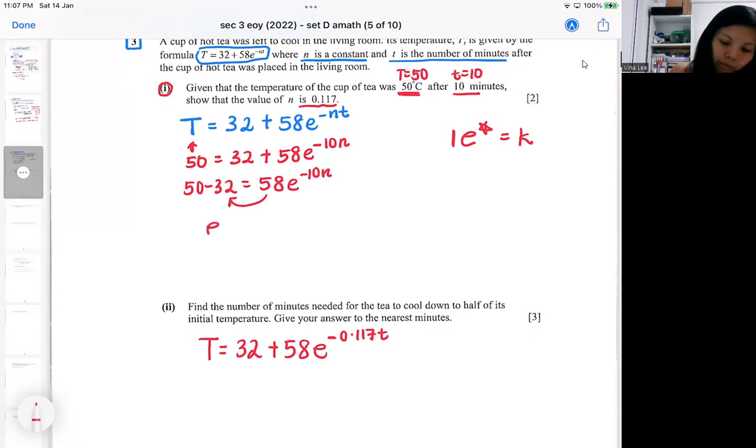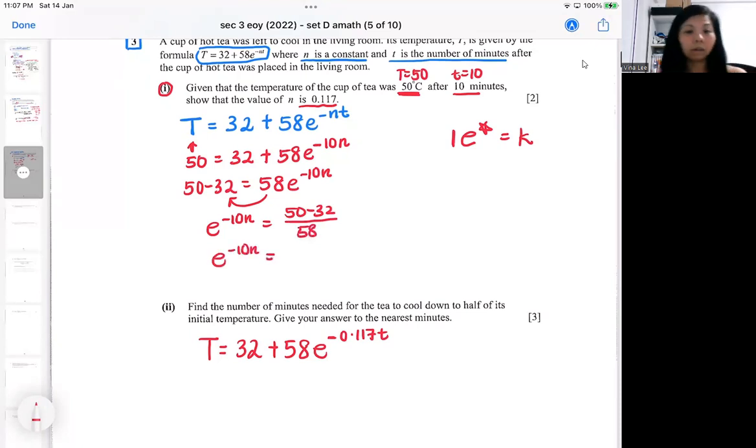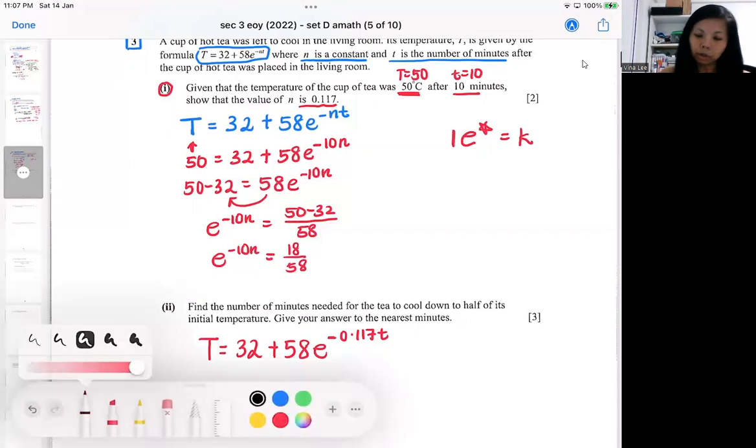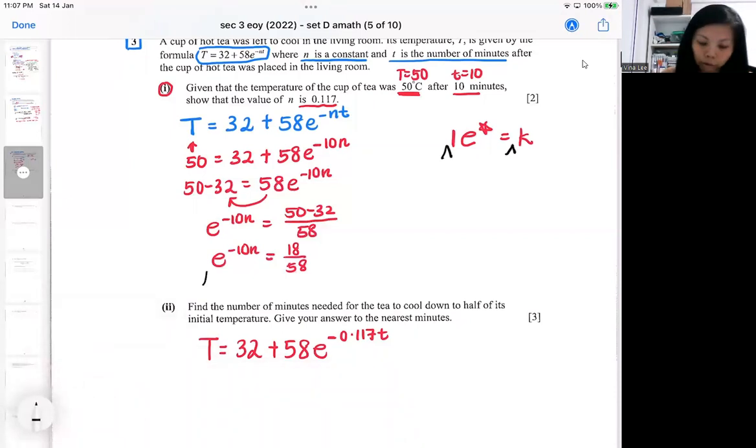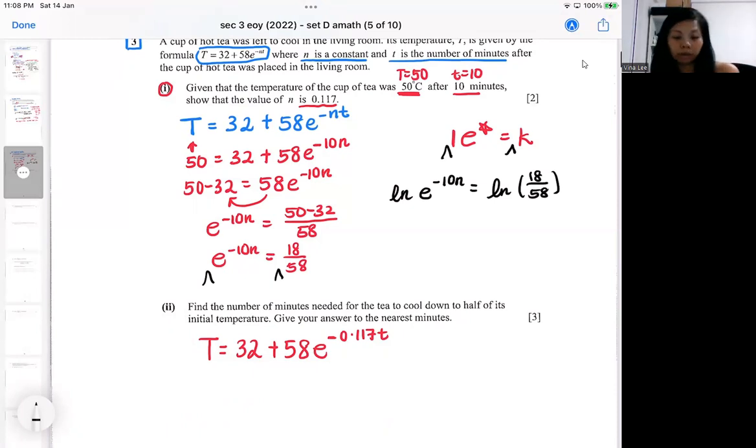So I'm going to divide over. I've got to isolate the exponential function first. A common mistake is that a lot of people do not isolate first, and then they start to take ln on both sides. Anyway, if you simplify, you get 18 over 58. Your job is to introduce the ln on both sides. There is also one group of students who will get stuck after this part, wondering what to do. So what is the purpose of ln on both sides? Your purpose is to bring down the power, because if you introduce a ln, that is the property of logarithm. There is one logarithm rule that allows you to bring down the power.